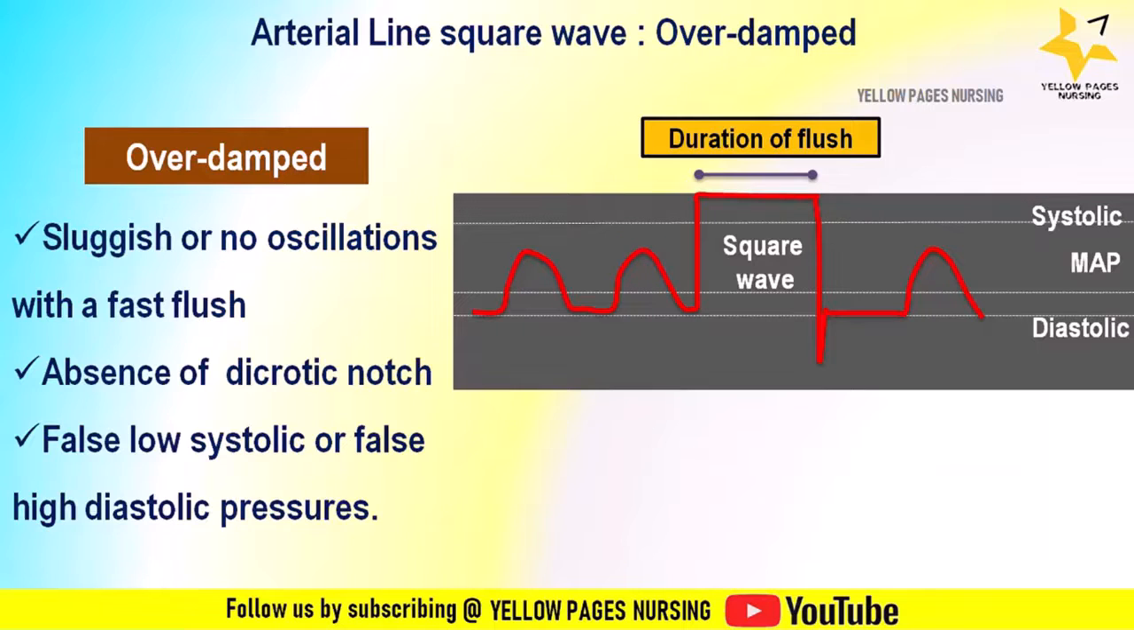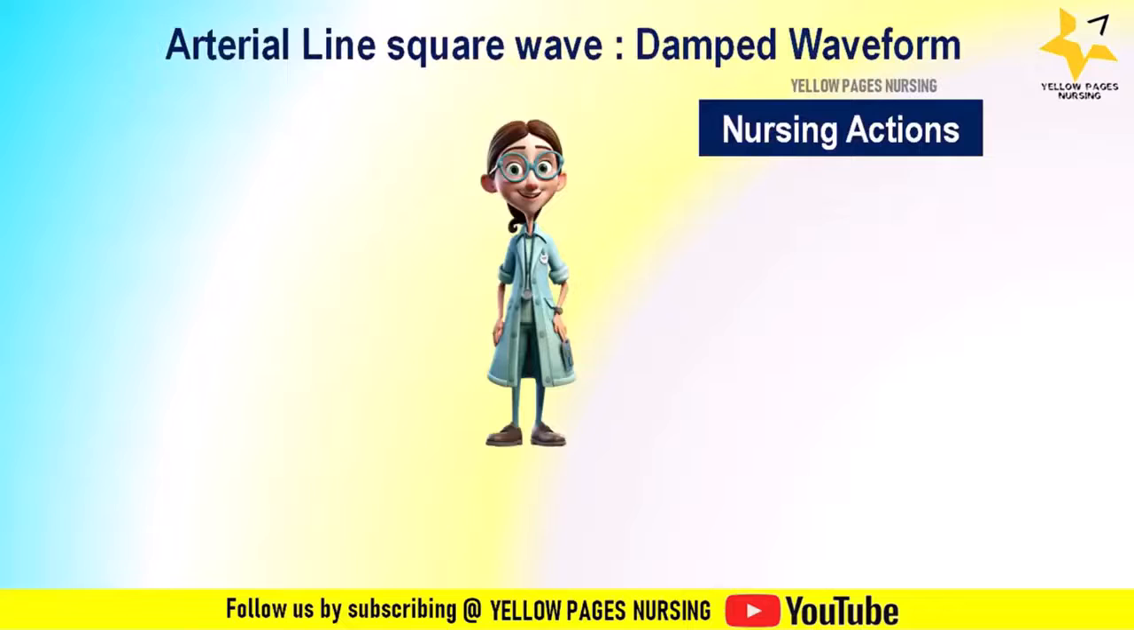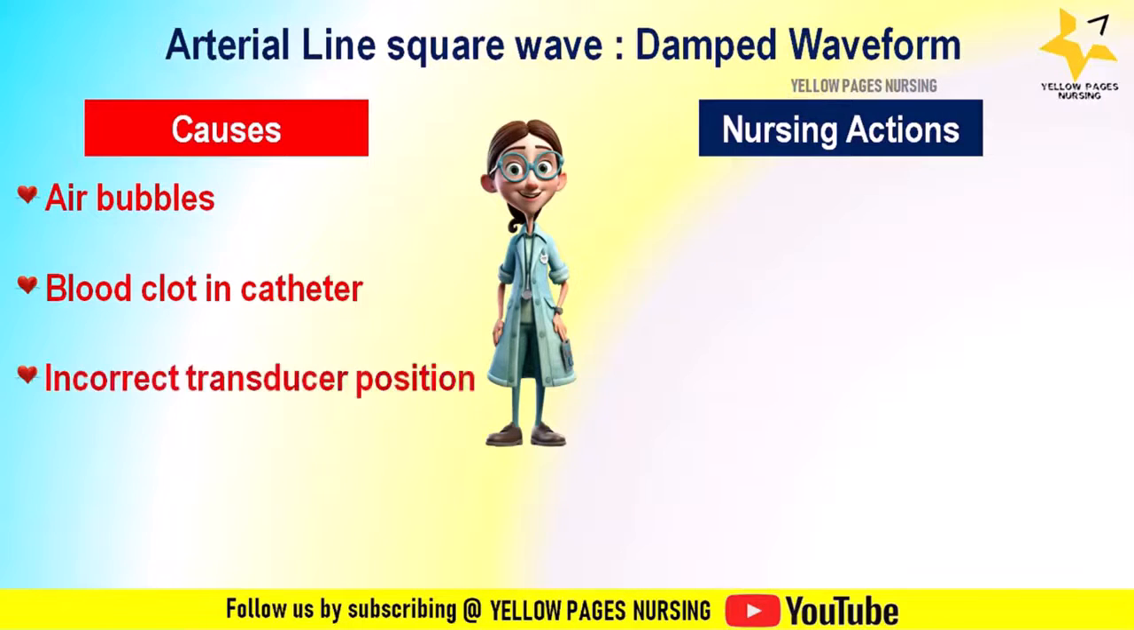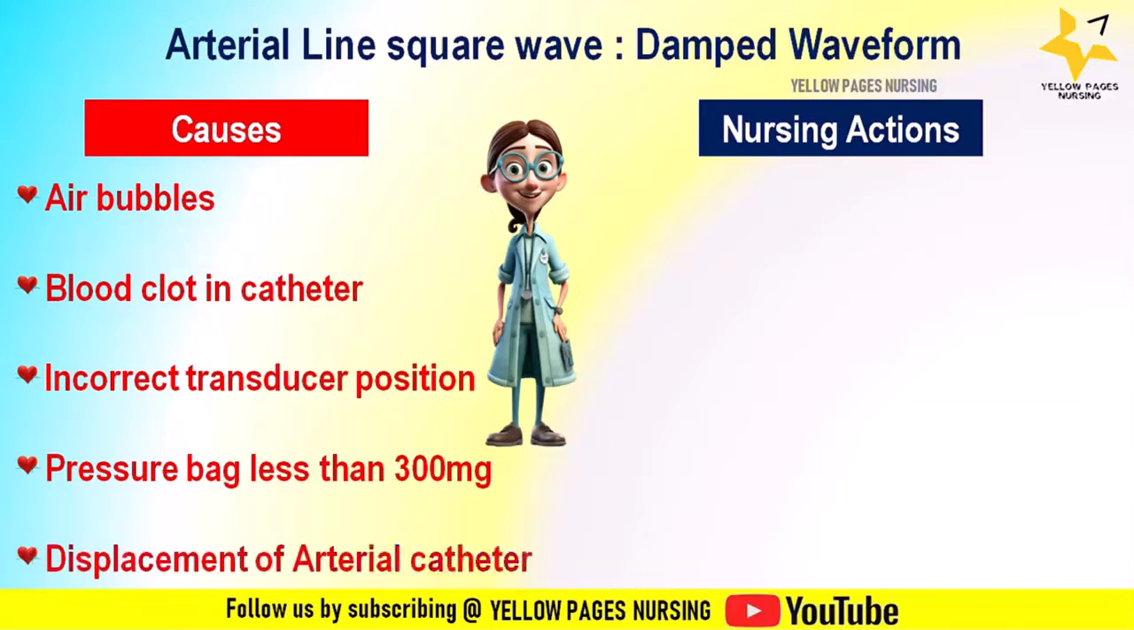Now, being a bedside nurse, a nurse should know what actions need to be taken in case of a damped waveform. First, let's discuss the causes of a damped waveform. The causes include air bubbles in the catheter, blood clots in the catheter, incorrect transducer position, pressure bag less than 300 mmHg, and displacement of the arterial catheter. What are the nursing actions that need to be taken in such cases?